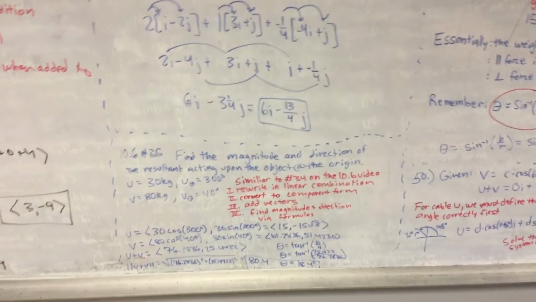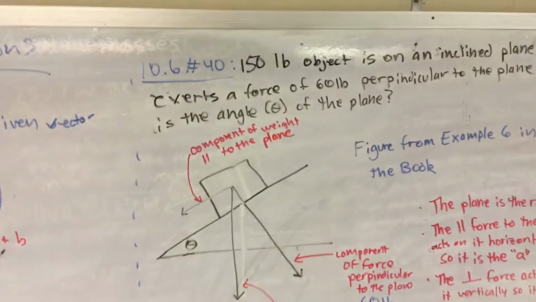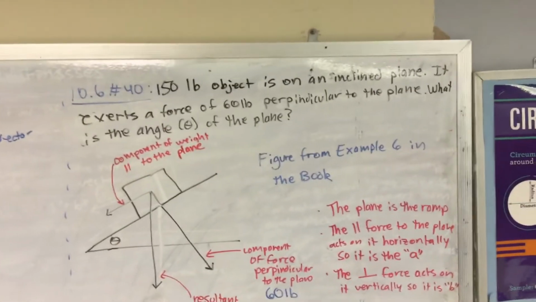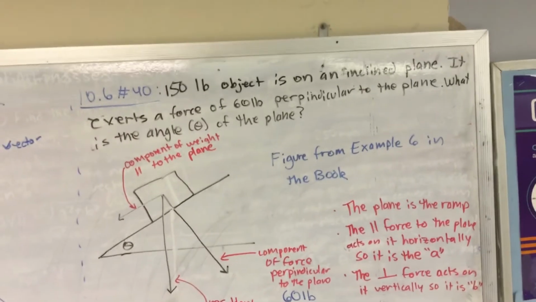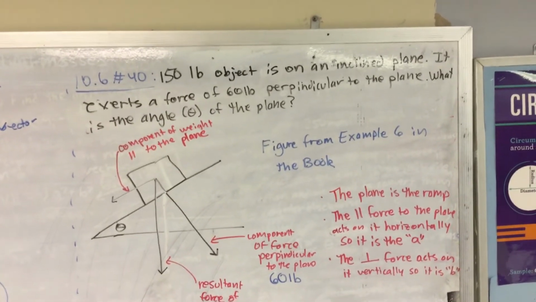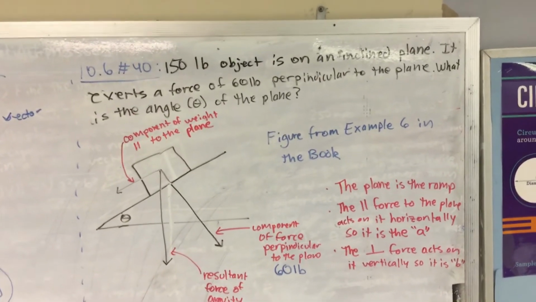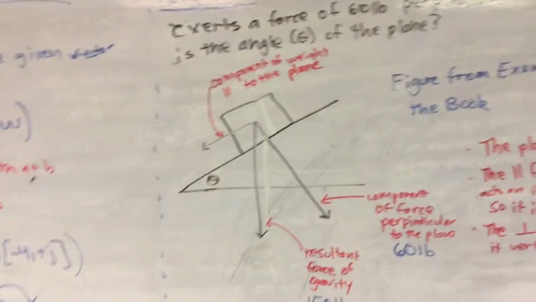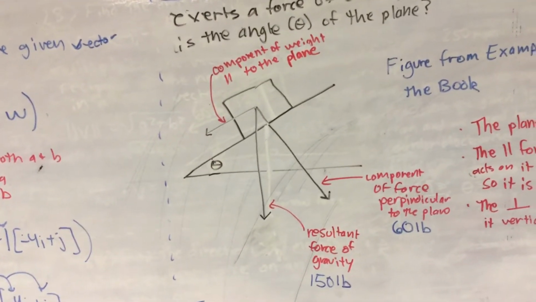Okay, so number 10.6, number 40 was one that I wanted you to try on your own. It's very, very similar to example 6 in the book. I was curious how you guys would do with a story problem that we didn't directly go over. Anyway, this figure right here is integral to the problem.